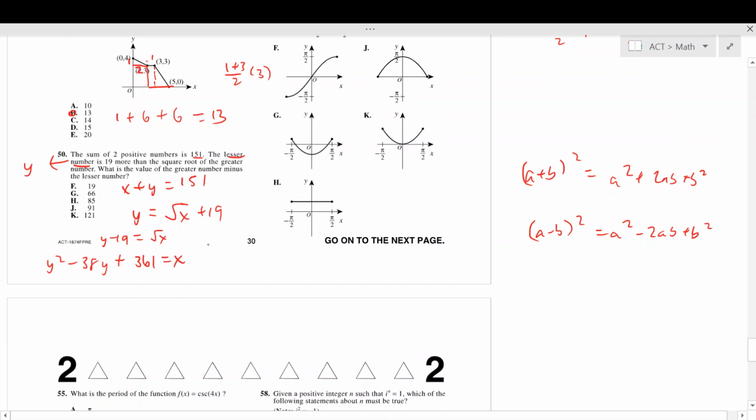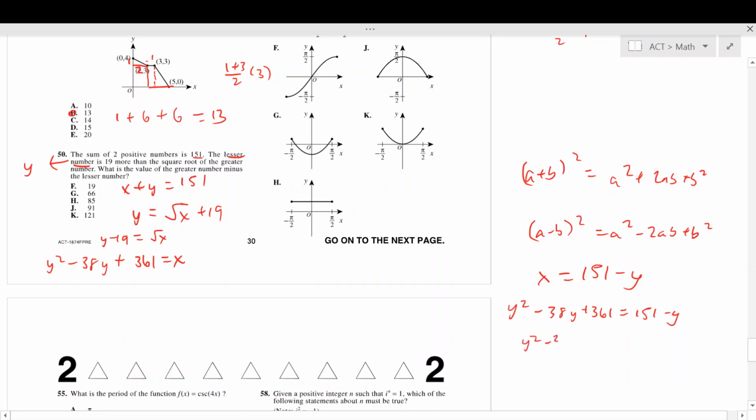Now we have two variables in the equation, so we need to try to get this x to be a y, so we're left with only one variable. In the first equation, x plus y equals 151, so then x must be equal to 151 minus y, right? So I'm actually going to continue the problem over here. Y squared minus 38 y plus 361 is equal to 151 minus y.